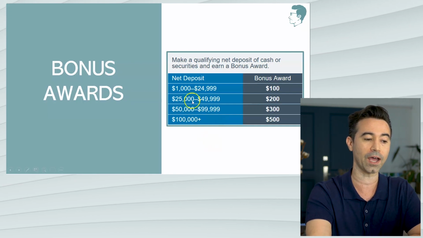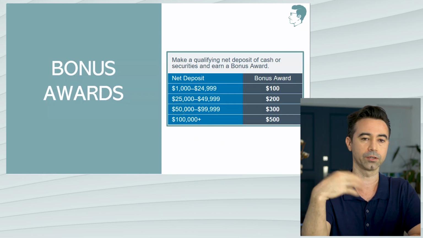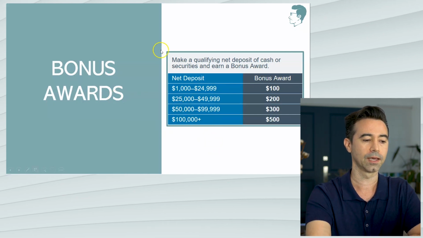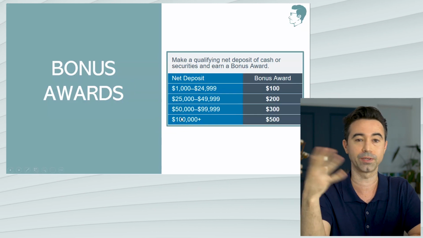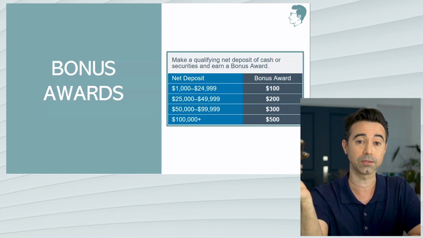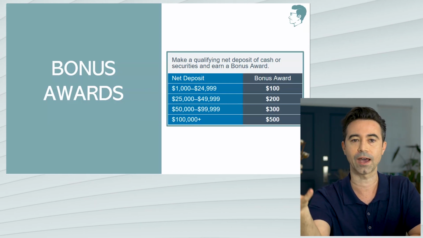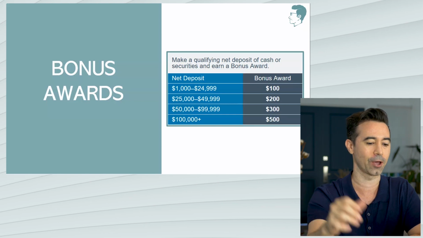But once you put $25,000 in, you get $200. So you're getting more money as you put more money in. And then once you get to $100,000, you get $500. So there you go. As long as you put one of these amounts in, you're going to get some money. To get the most, you have to put $100,000 into an account.